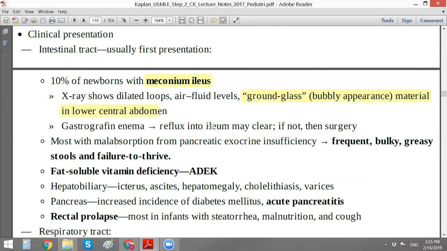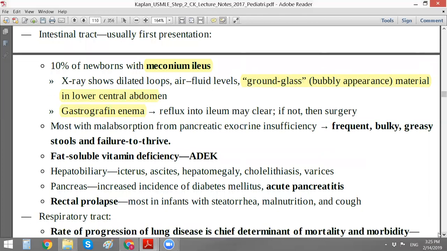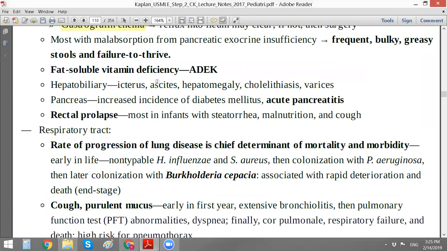A Gastrografin enema may reflux into the ileum and clear it, and we do this for meconium ileus. Most fat malabsorption is from pancreatic exocrine insufficiency, with frequent bulky greasy stools, failure to thrive, and deficiency of fat-soluble vitamins A, D, E, K. And then we have the hepatobiliary involvement.